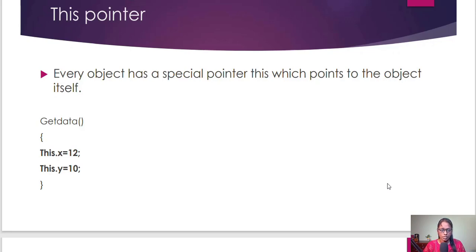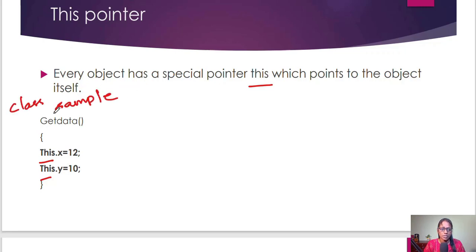The this pointer. Every object has a special pointer, this, which points to the object itself. This is a keyword which is used to refer to the current object. Consider this getData is in class sample.